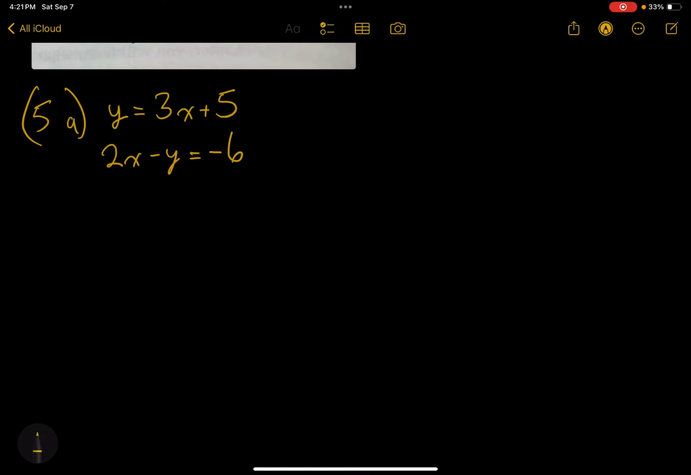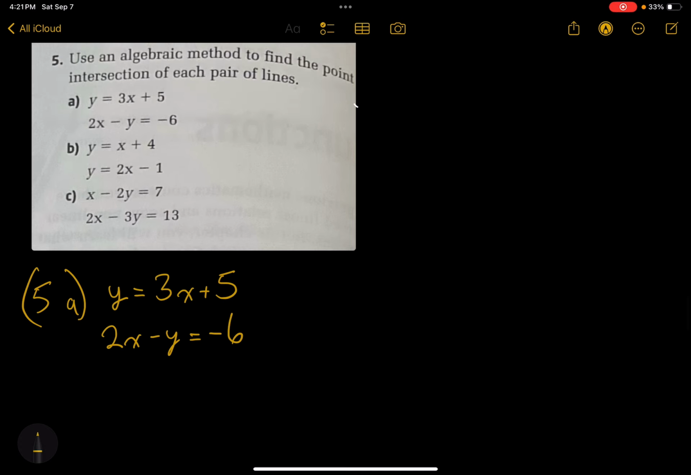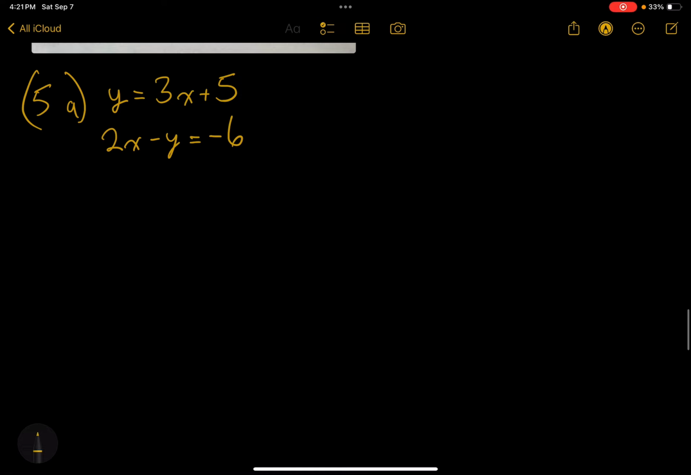Okay, we're looking at 5a. Essentially what it's asking, use an algebraic method to find the point of intersection of each pair of lines. Use an algebraic method. So there's two. We'll start with substitution.